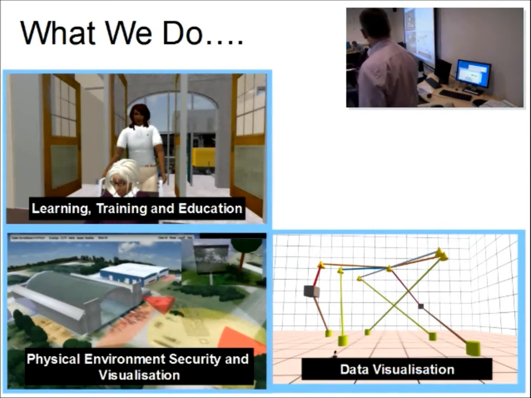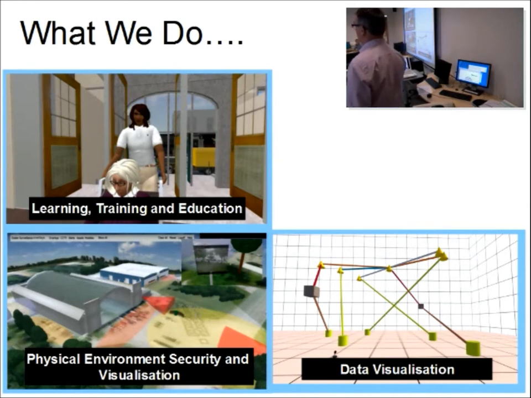And we're finding, particularly obviously with things like BAE's involvement, there's a lot of interest in how we can take these environments that we're creating for training and actually then augment those with security information. So actually into these environments, we can bring in CCTV feeds, we can bring in ANPR data, we can bring in door swipe information, so we can actually augment the physical model with all of the security information.